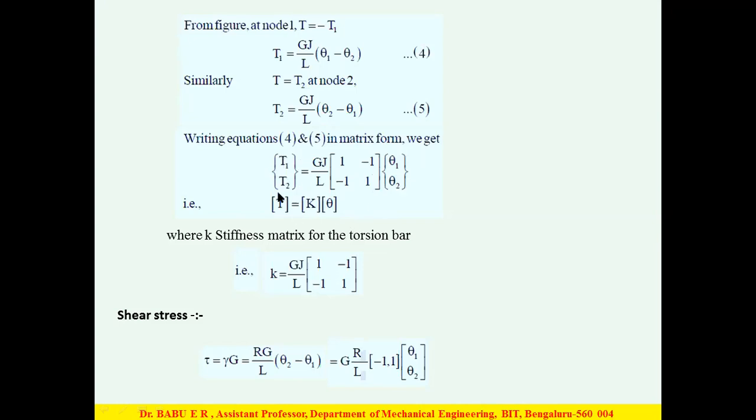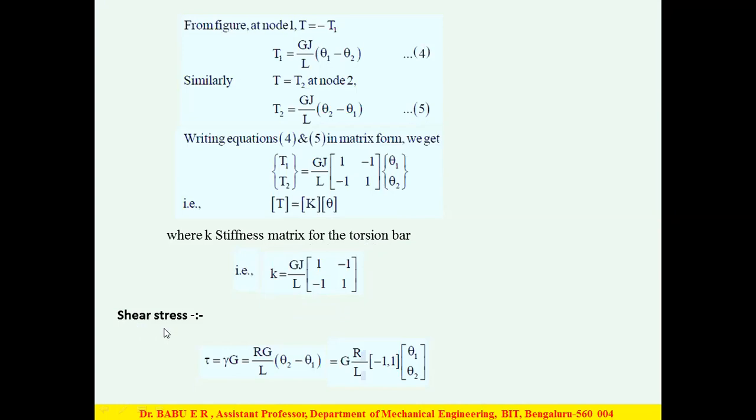This torque I'll represent as the global torque T, which equals this term I'll call K, and this I'll represent as theta. Here K is nothing but the stiffness matrix for the torsion bar. It is given as K equals GJ by L times the matrix 1, minus 1, minus 1, 1. So this is the stiffness matrix for a shaft which is subjected to torsion.